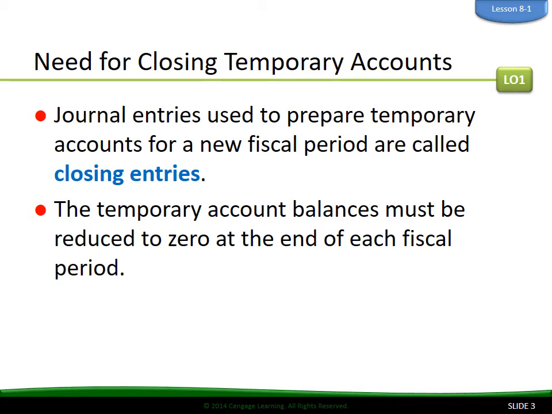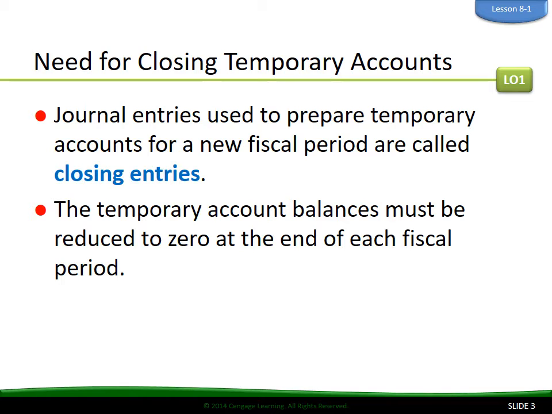Okay, so the need for closing temporary accounts. You will make journal entries into a general journal to set up how you're going to close out your temporary accounts so that they can be at a zero balance when you move to the next fiscal period. Again, the accounts that you're going to move back to zero are sales, all your expenses, drawing, and ultimately income summary. These must be zero before you move on to the next fiscal period.